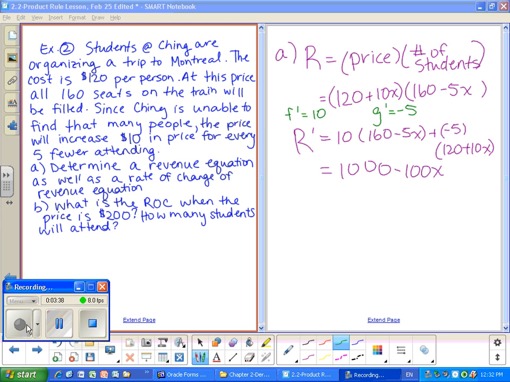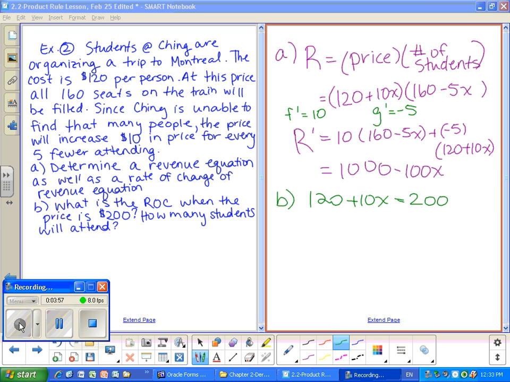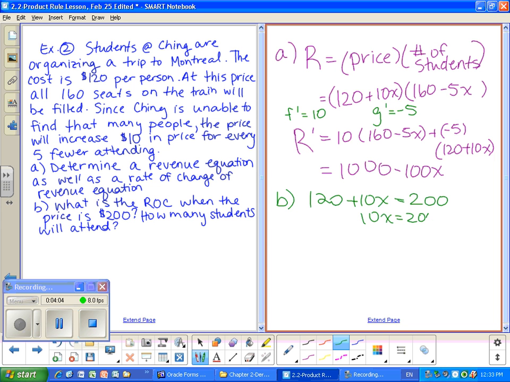When we look at B, we have to figure out what the average rate of change is when the price is 200. We know something about the price though, right? What does the price equal? Just the price. Yeah, 120 plus 10x. Because we were given that price. So now they're set equal, you solve for the x. So we have 10x equals 200 minus 120. And you should get x being 8.